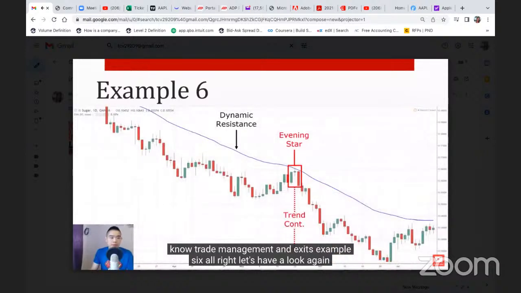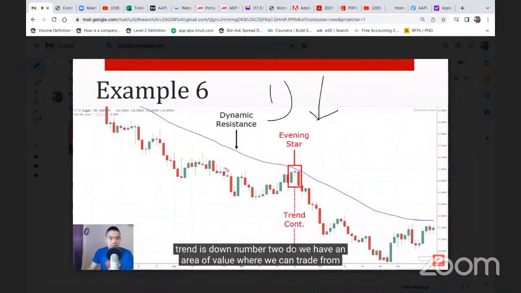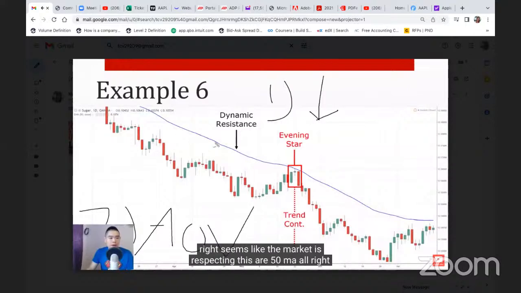Example 6, right? Let's have a look again. So again, the framework, number one, what is the trend? Tell me. The trend is down. Number two, do we have an area of value where we can trade from? It seems like the market is respecting this 50 MA, right?